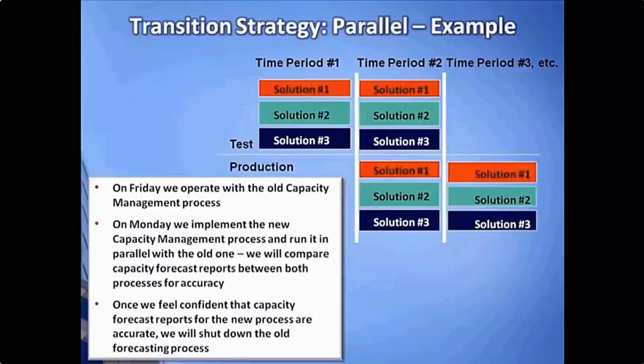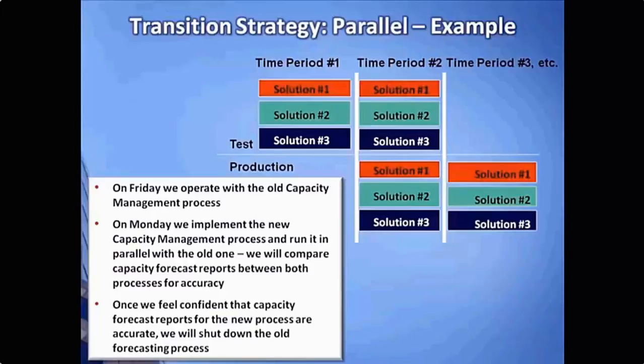So let's look at our transition strategy for parallel in terms of an example. On Friday, we're going to operate with the old capacity management process. On Monday, we implement the new capacity management process. We still keep the old capacity management process in place, and we're going to run capacity management twice, both ways, the new one with the old one. The reason for doing this is we're going to compare the capacity forecast reports that we get out of the new system with the capacity forecast reports that we get out of the old system.